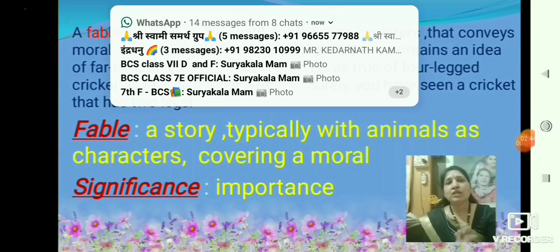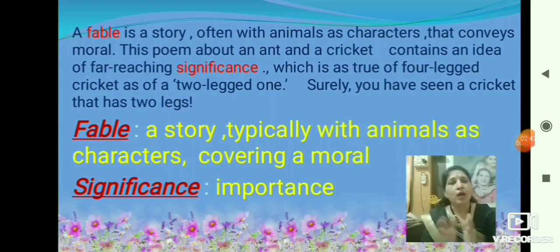Okay, dear students, what is a fable? A fable is a story in which animals and inanimate objects perform a role as characters. They can speak, they have the ability to speak. They have the characteristics of a human being and they present a moral in front of us. This is called a fable. Another word here, significance, that is the importance. It means these types of stories are giving importance to the far-reaching, meaning far-sightedness.